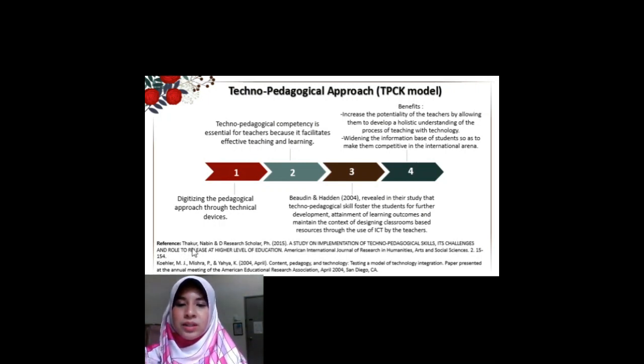This is based on Taku Nabil and the Research Scholar 2050, a study on implementation of techno-pedagogical skills, its challenges and role to release at higher level of education, and also from Kohler, Mishra and Yahya, Content Pedagogy and Technology, testing a model of technology integration.